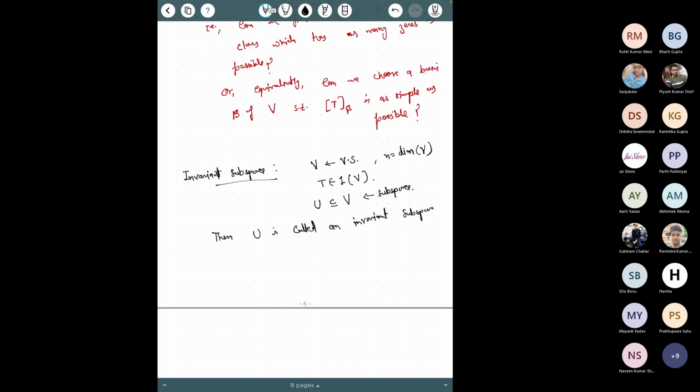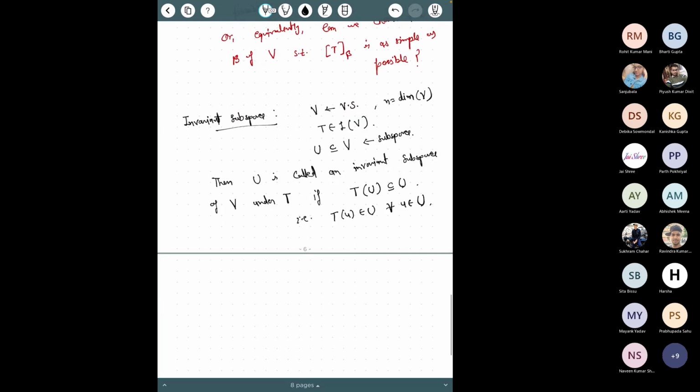Okay. Then this U is called an invariant subspace of V under T, invariant under T, if the image of T, yeah, T of u belongs to U. That means T of u is in U for all u belonging to U. All right. So then this U is called invariant under T, an invariant subspace under T. So that means if you take the image of U under T, it belongs to U itself. Then it is called invariant.